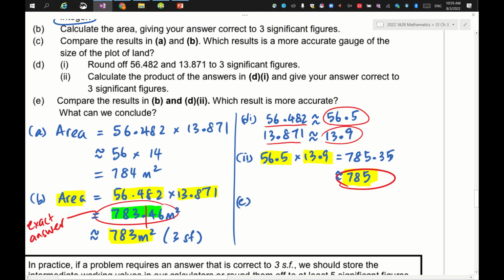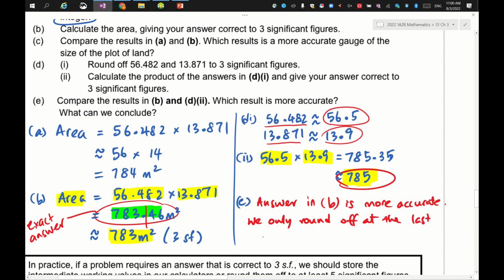A better estimation is 783. And how did we get that? We found the exact answer, then we round off. That is the way we should do it. Okay, so for part E, we say that answer in B is more accurate. What can we conclude? We only round off at the last step. Do not round off in the middle.